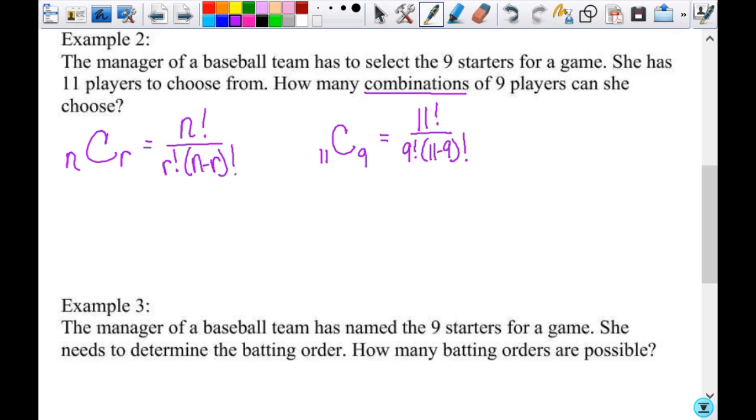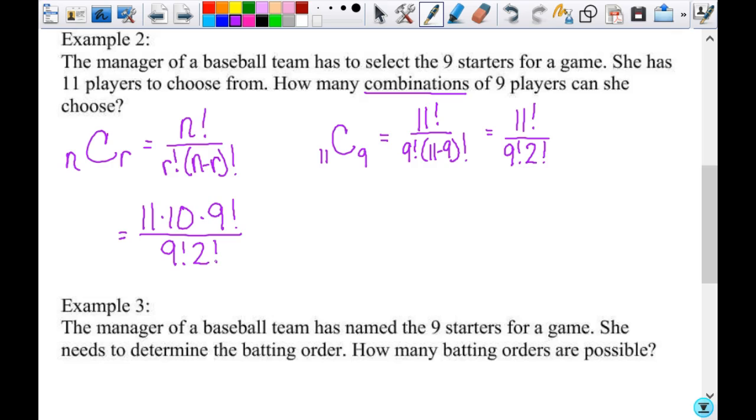Everybody all good so far? What's the first thing I have to do? Parentheses. So this is going to give me 11 factorial divided by 9 factorial, 2 factorial. Then what do I do? Okay, start writing out the one on top. 11 times 10, when do I stop? At 9. You stop at the biggest one on the bottom. It doesn't always necessarily have to be the first. And then that's going to give me over 9 factorial, 2 factorial.